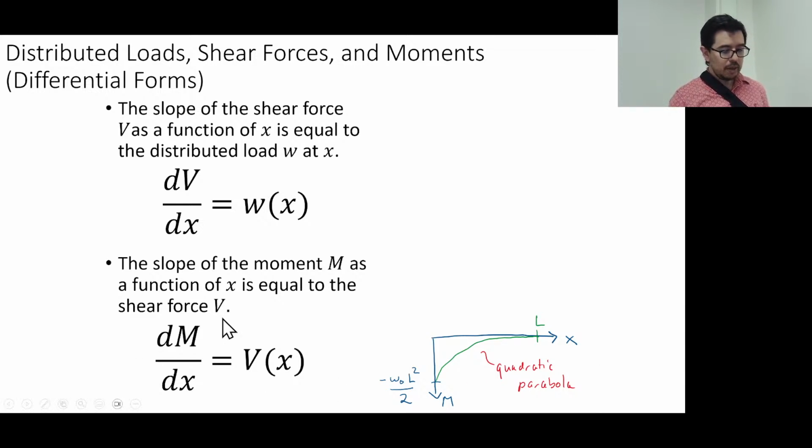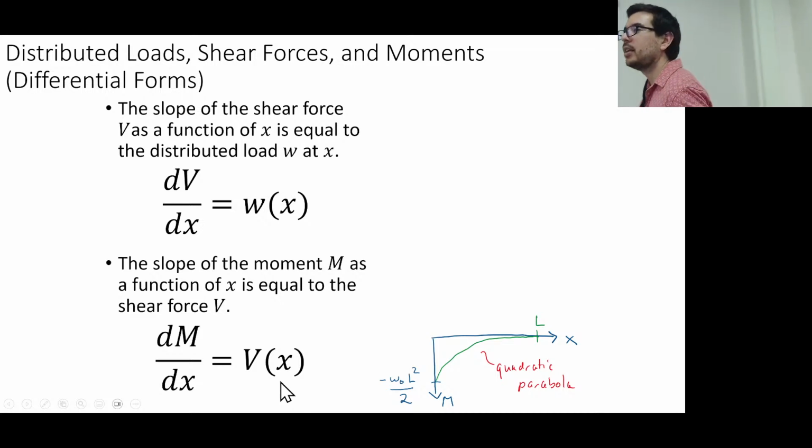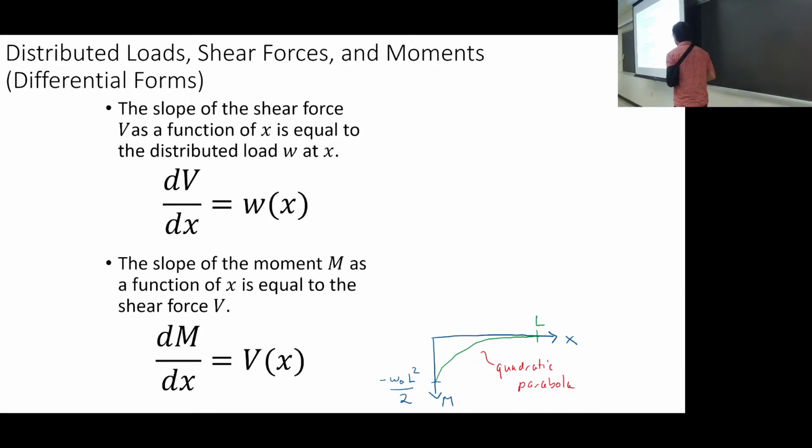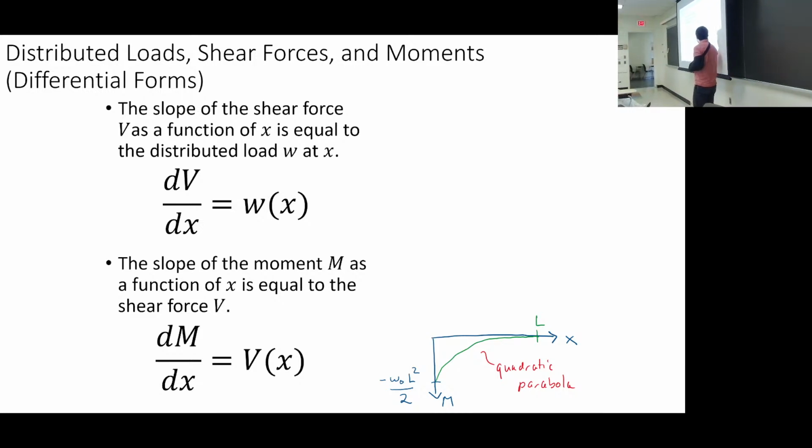Another way to look at it is if I take the derivative of this moment, I should get v. Simpler said, right? So what is the derivative of a function in geometry? Slope, right? That's what we learned.